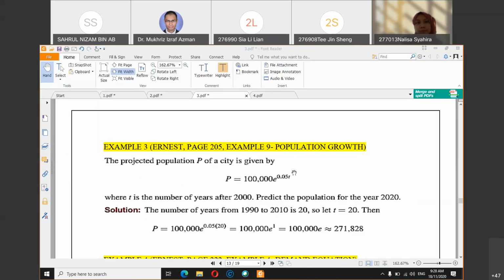Okay, so thank you, group number 3. So we have around 15 to 20 minutes to go for group number 4.